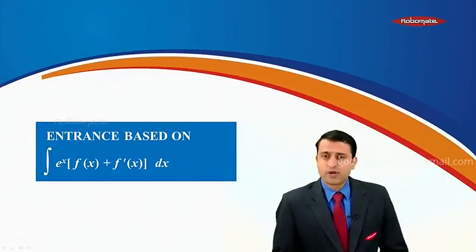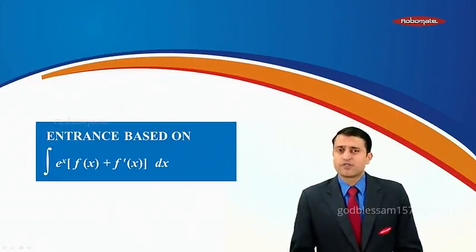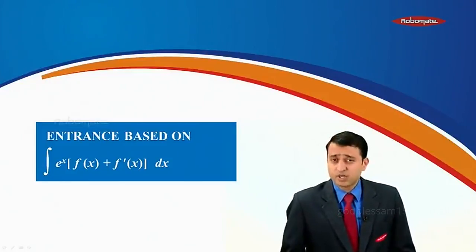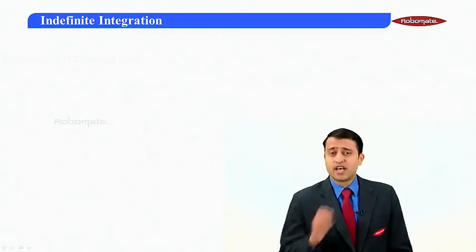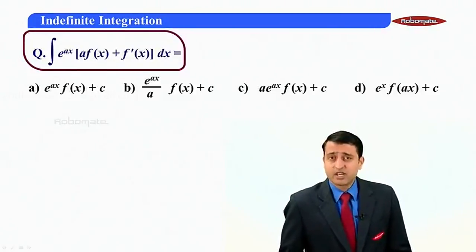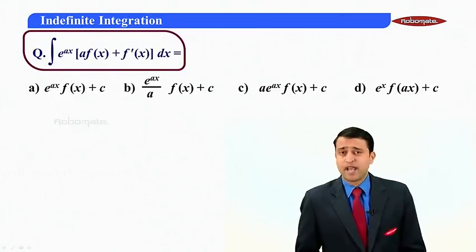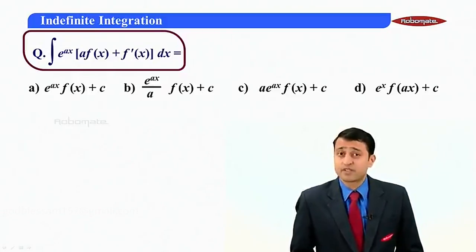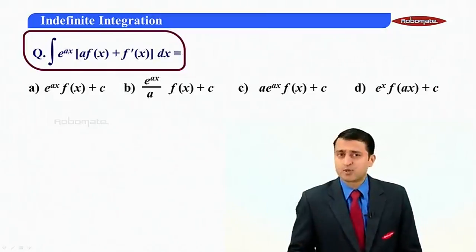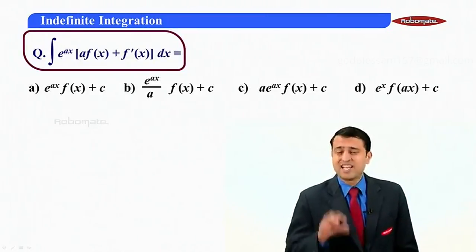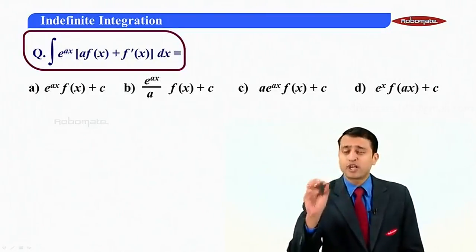Hello students, in this module we are discussing questions from the entrance section based on the type e raised to x into f of x plus f dash of x dx. Now the question says: integral of e raised to ax into brackets a times f of x plus f dash of x dx is equal to which of the four options? Before I start solving this, let me tell you this is an important shortcut.